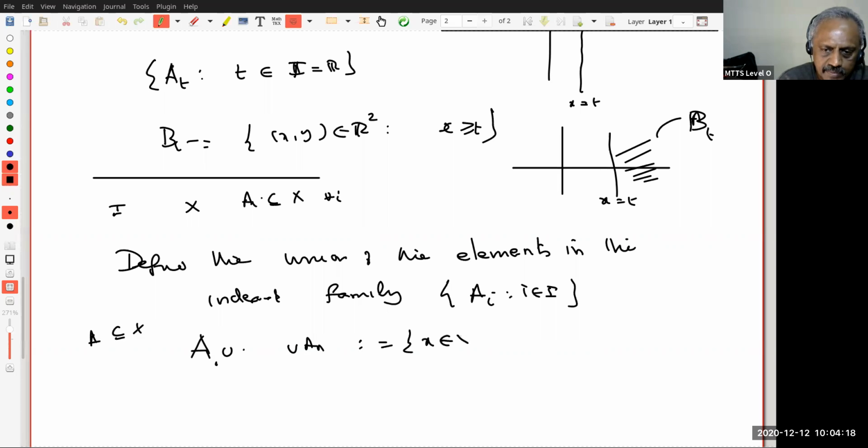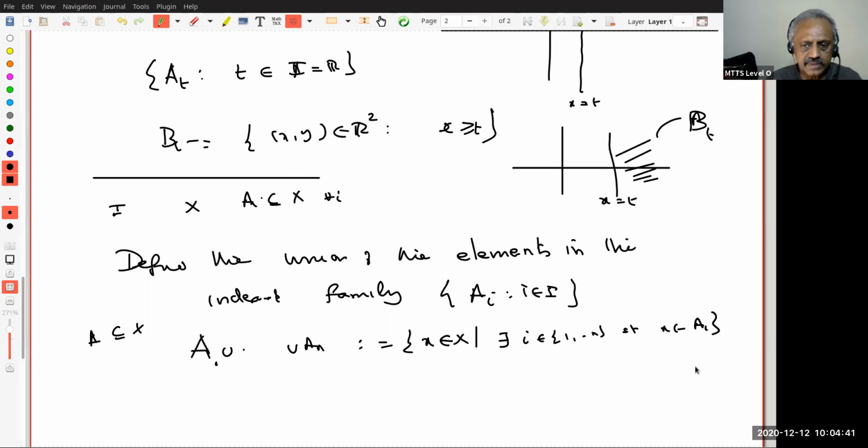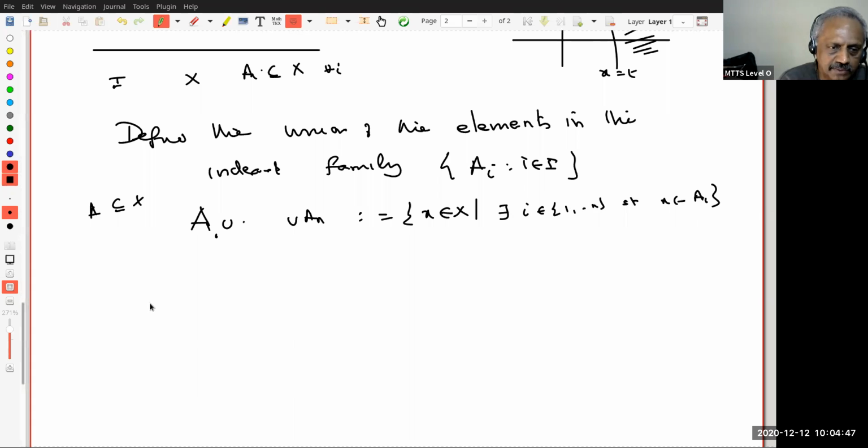Any subset is defined not by listing elements, but by giving a property for when an element belongs to it. So when does it belong? Loosely you will say x belongs to one of A1, A2, An, but logically you can make it more precise: there exists i in the indexing set 1 to n so that x must be in A_i. You understand that?